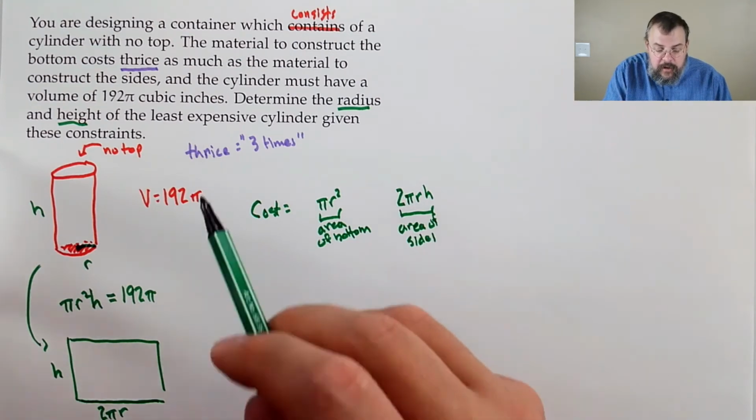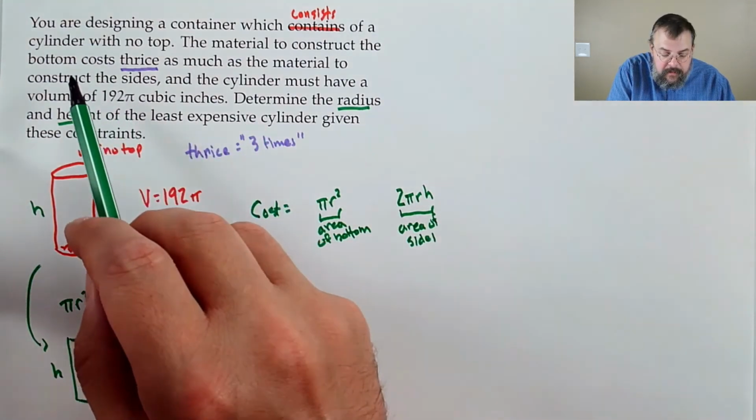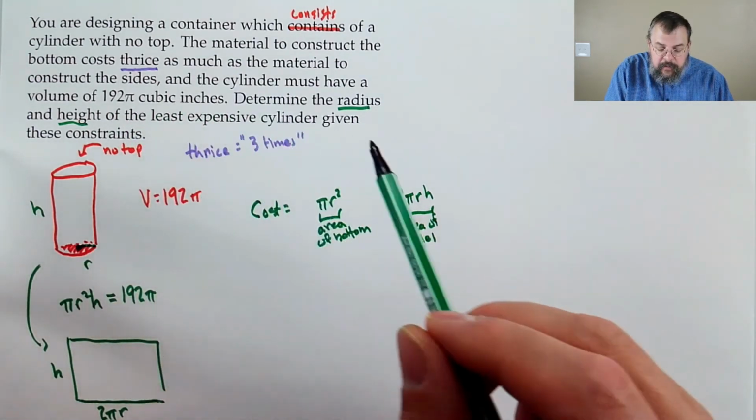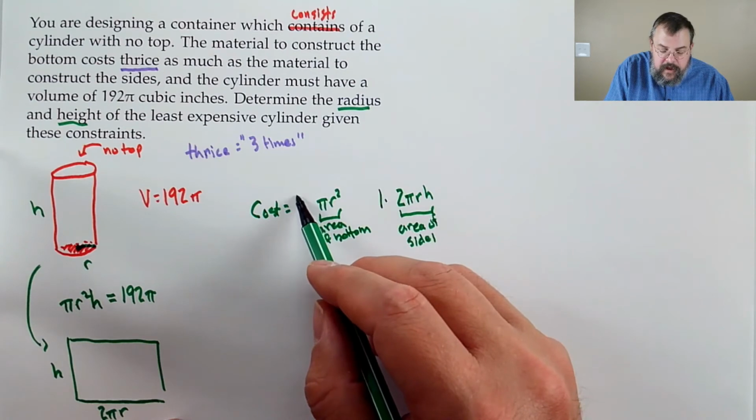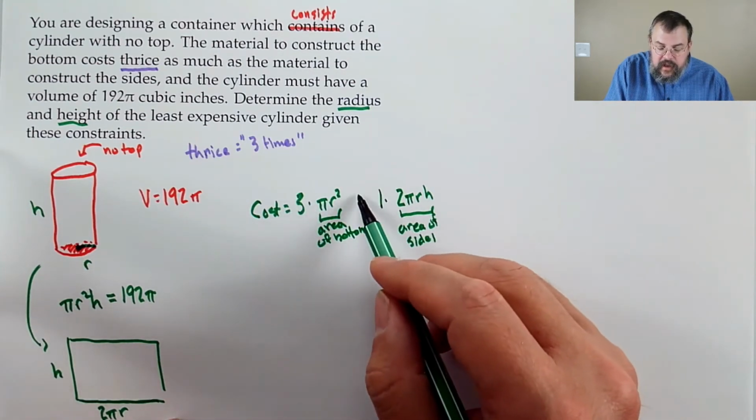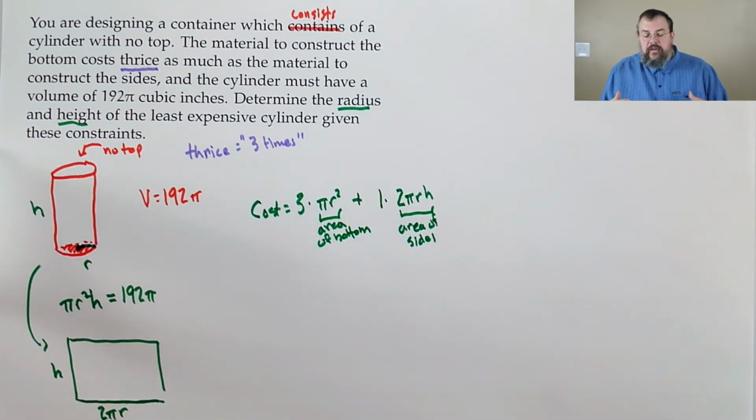So here we are told that the bottom costs thrice as much as the sides. So let's make the sides cost 1, and then the bottom would cost 3 times as much. And so our cost, we can say, well, it's 3 pi r squared plus 2 pi rh somethings, where somethings are some unit to be determined. We may never know.